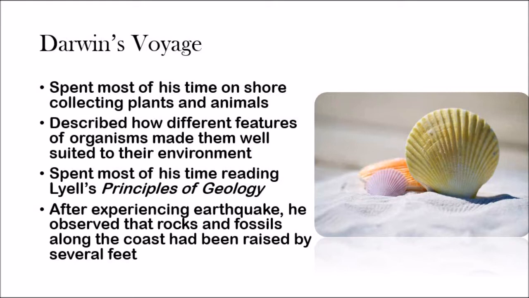For example, let's say a fish has fins so that it can swim. So that would be an example of a feature which would make an organism suited for its environment. And he also spent a lot of time reading Lyell's Principles of Geology, and we talked a lot about what Lyell did in the previous lesson, so if you don't know this scientist, go and watch the previous video. And after experiencing an earthquake, he observed that the rocks and fossils along the coast had been raised by several feet.